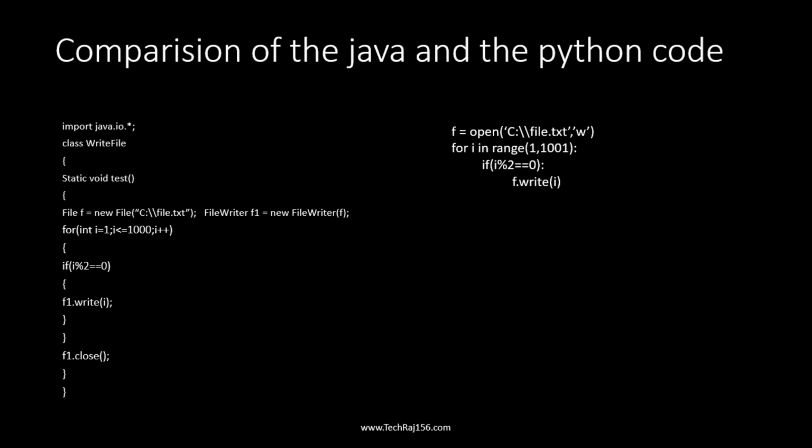As you can see on the left side, we have a Java code which does the same task of printing the first 1000 even numbers into a text file, and on the right side we have the Python code which does the same task. No offense to any programming language, but I think Python is a lot simpler. Look at this, it has only 4 lines of code, but look at the Java code. It's a little complex. But anyway, I'm talking about the logic. Both of these codes include the same logic. There is only a difference in writing the code.